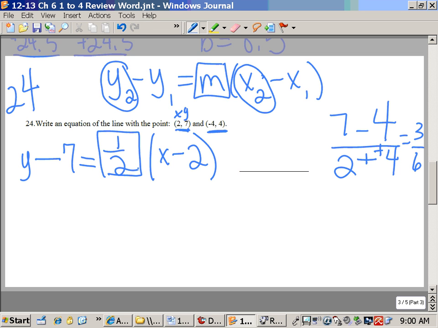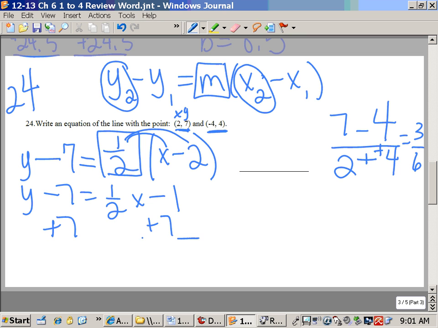That's point-slope form. Now let's put it in slope-intercept form. I have to distribute the 1/2. 1/2 times x is 1/2 x. 1/2 times 2 is 1. Move the 7 over, and you should get 1/2 x plus 6.